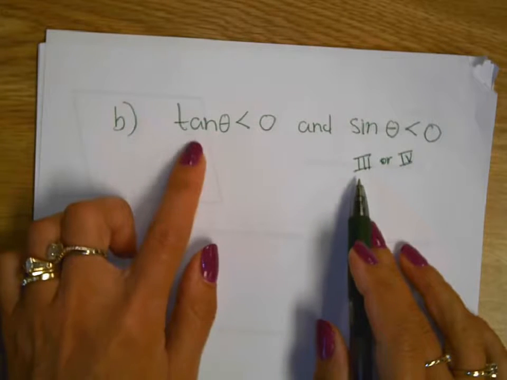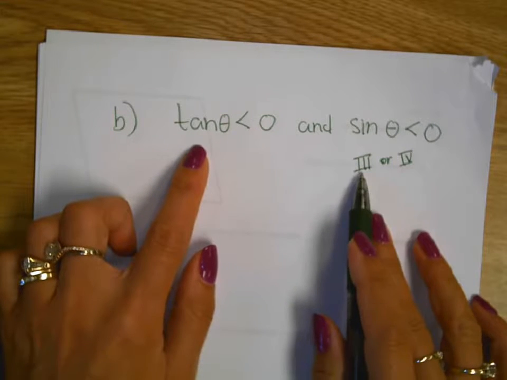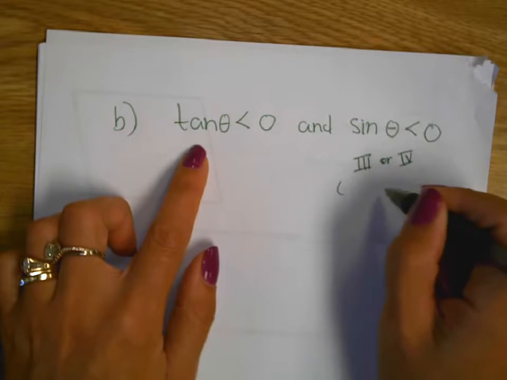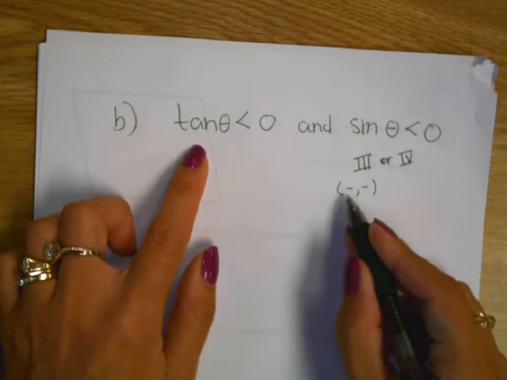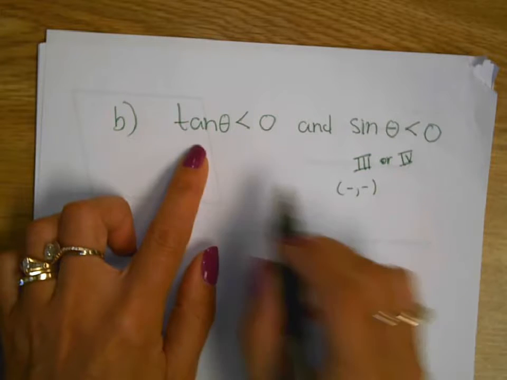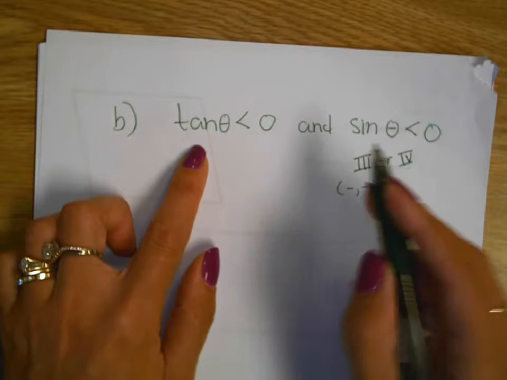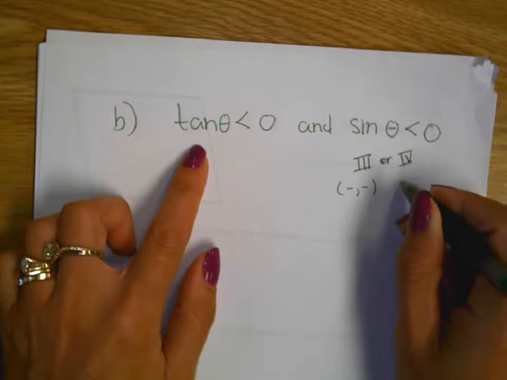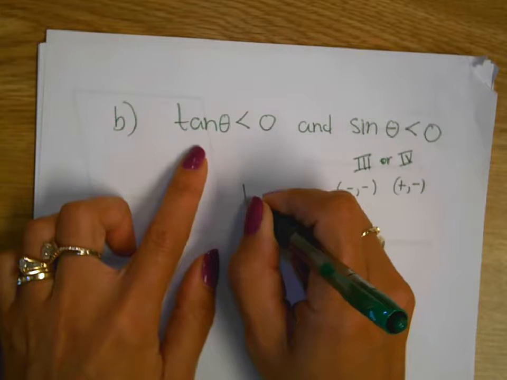So now think, remember tangent's the y and the x, because they're divided. What are my ordered pairs in quadrant 3? What are they in terms of positives and negatives? Negative, negative, and I've got to divide those. What happens when I divide a negative by a negative? Positive. Well, I don't want positive. I want less than 0. So it's got to be 4, because it's positive to the right and then negative down. So it's going to be quadrant 4.